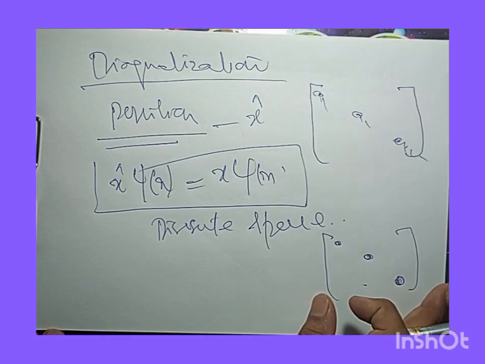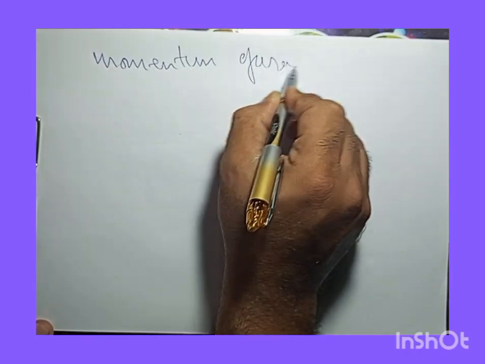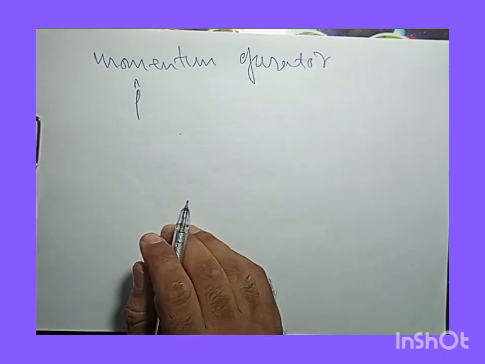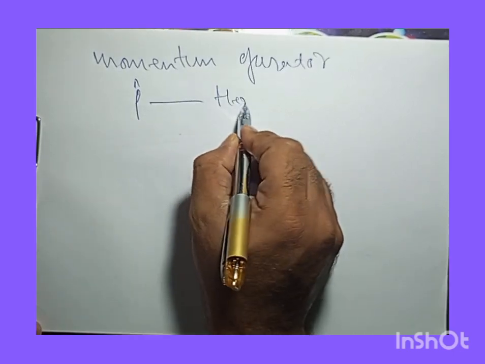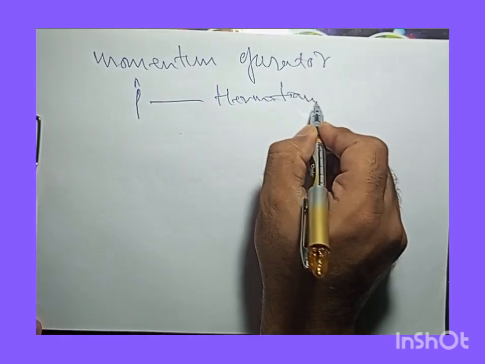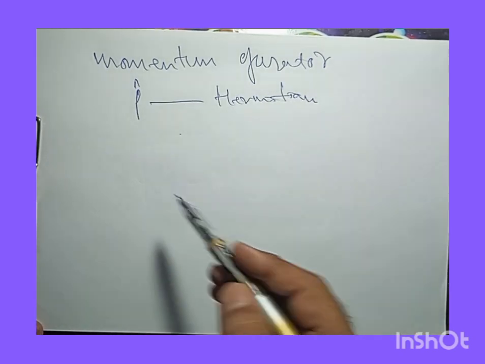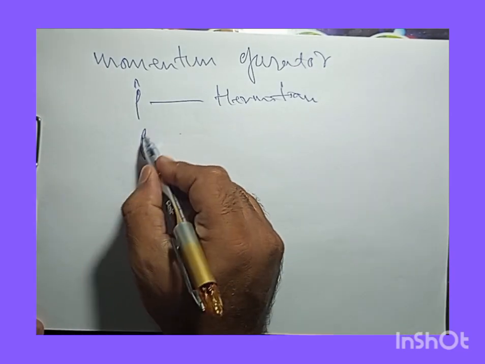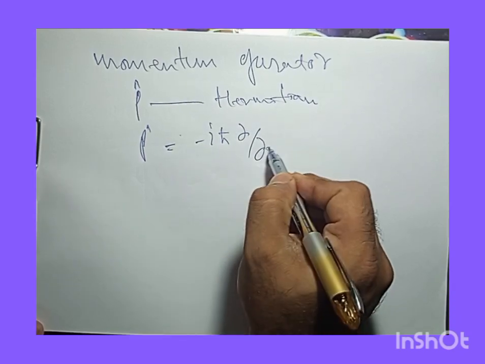And similarly, we have a momentum operator, symbolized as p cap. The momentum operator in one dimension is also a Hermitian operator, following the same condition. And in the position representation, we can write down this p cap as minus i h cross over 2 pi times d by dx.